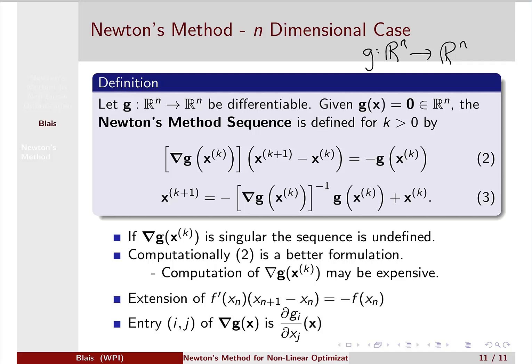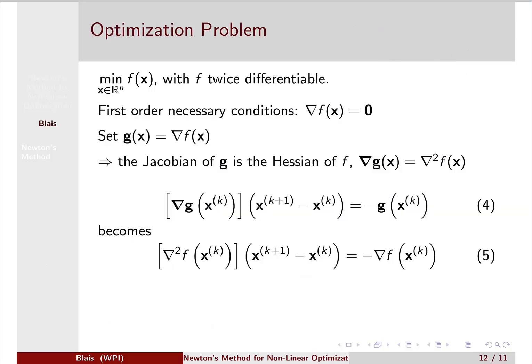Well, the natural question to ask now is, how does this relate to optimization? We're minimizing a function f of x. Our objective function is going from R^n to R. So why are we looking at this case where the range is R^n? And the reason comes down to our first order necessary conditions for our minimization problem.